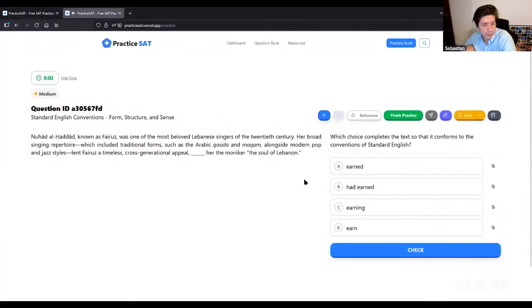All right, now we have another grammar one. Nuhad al-Haddad, known as Fairuz, was one of the most beloved Lebanese singers of the 20th century. Her broad singing repertoire, which included traditional forms such as the Arabic qasida and maqam, alongside modern pop and jazz styles, lent Fairuz a timeless cross-generational appeal. Blank the moniker the soul of Lebanon. Okay.